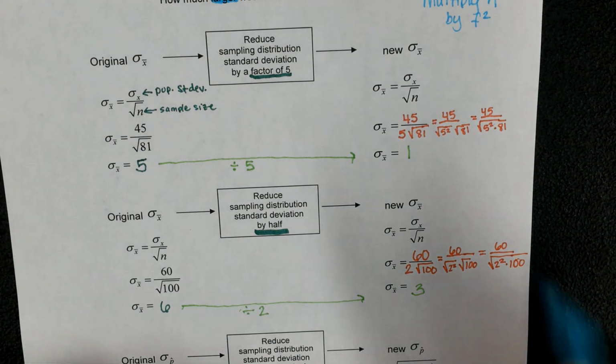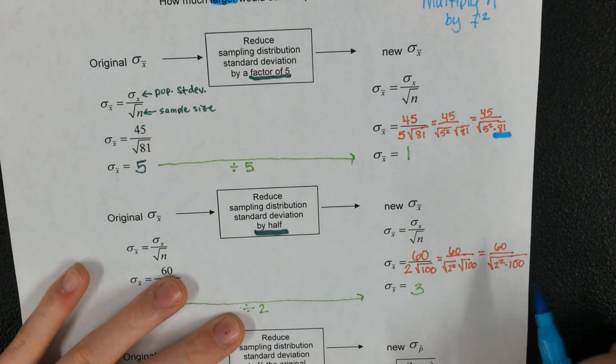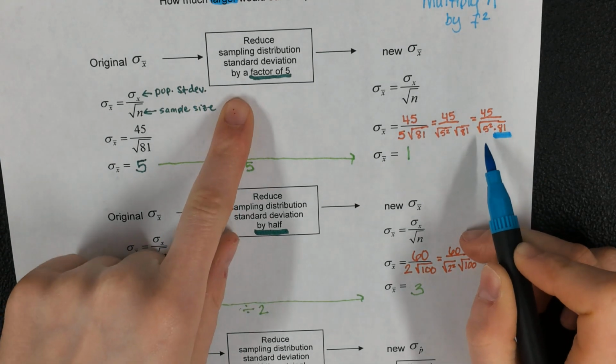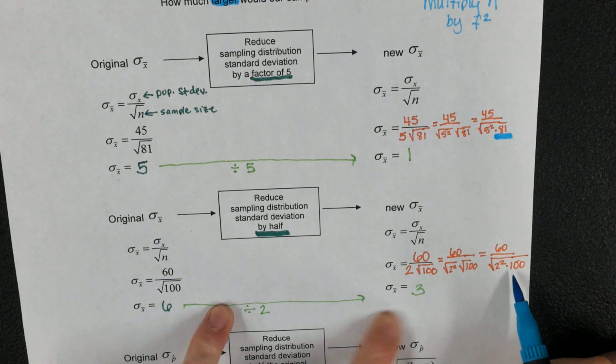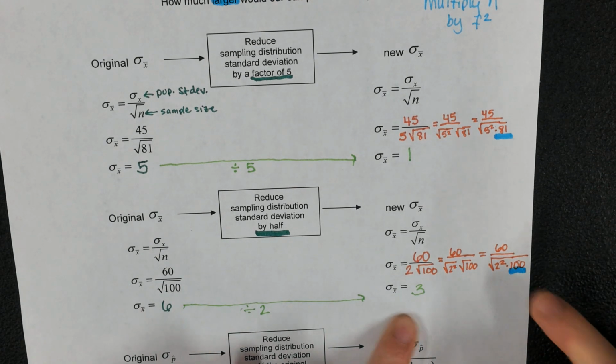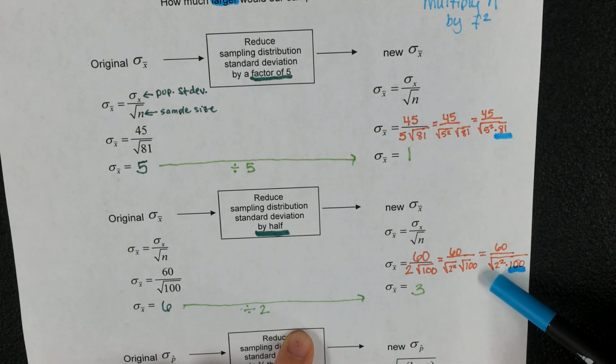Let's see where our n is. Here's the n. We multiplied it by the factor we were trying to reduce, squared. Here is n, right here, and we're going to have to multiply that by whatever we're trying to reduce, squared.